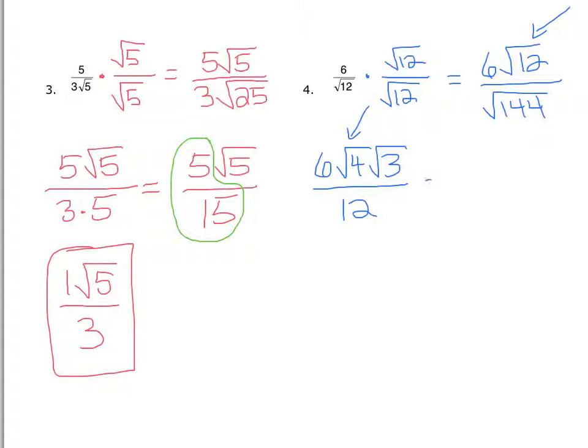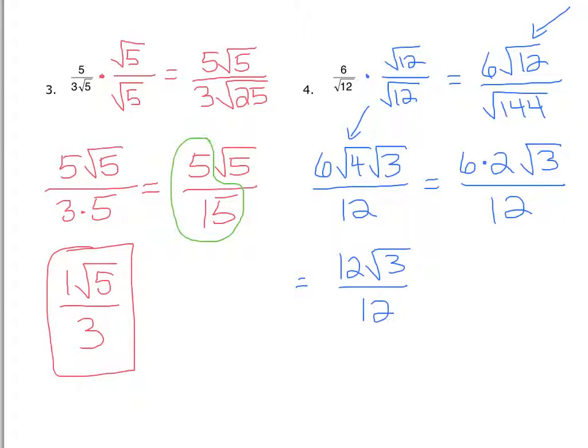Now, I can take the square root of the 4 on top. That's just going to become 2. And I can multiply the 6 and 2 together to get 12 radical 3 over 12. Conveniently, the 12's in front can divide out and cancel, so this problem leaves me with just radical 3.